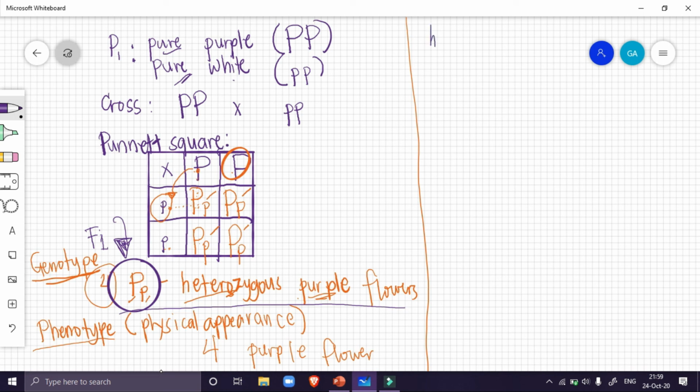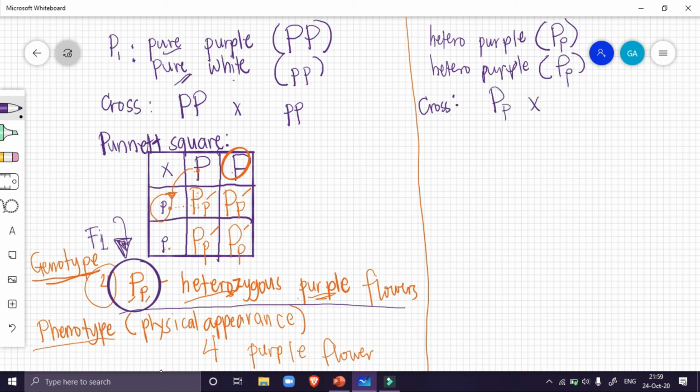So, heterozygous purple and another heterozygous purple. So, this is capital P, small p. And another capital P, small p. So, cross natin yan. Capital P, small p, cross with capital P, small p. Again, we do the Punnett square.